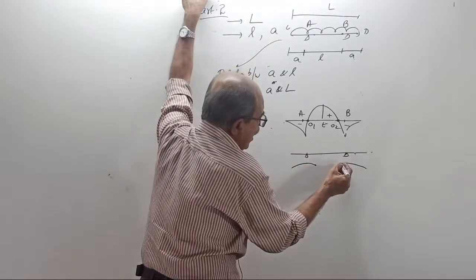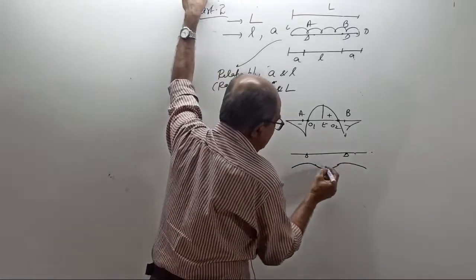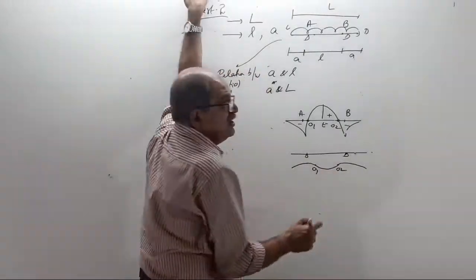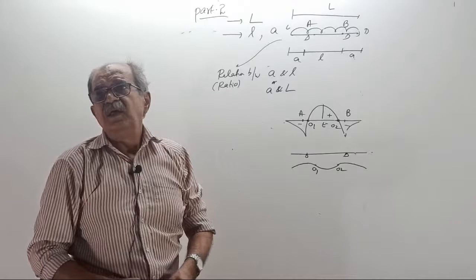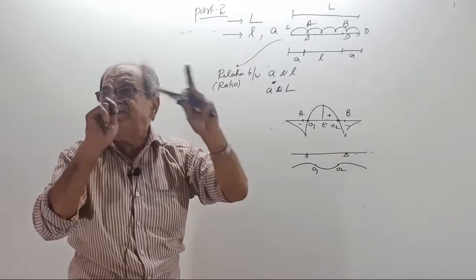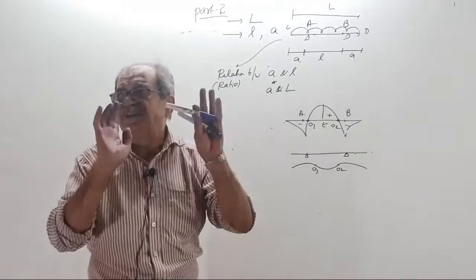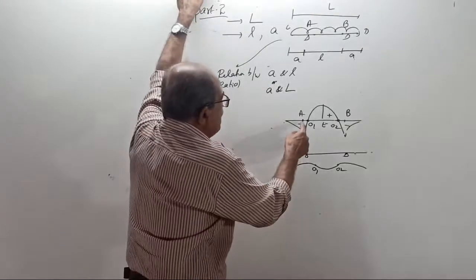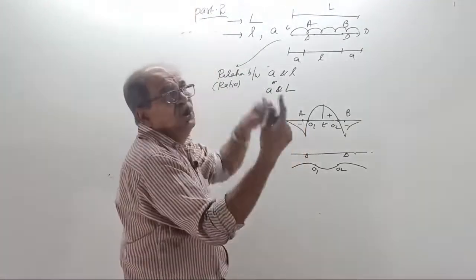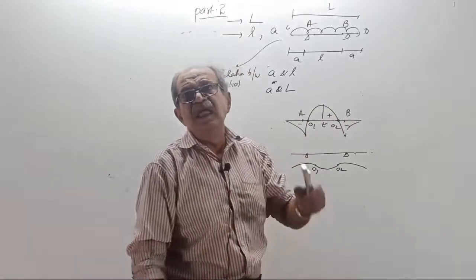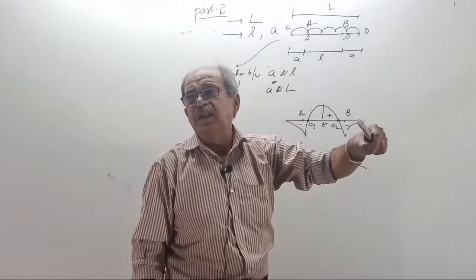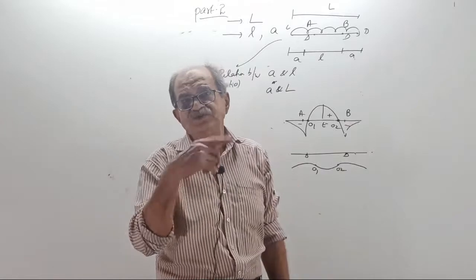Hog, still hog, stop. Then sag. So A to B, full length between supports, cannot sag. Why? When the BM is hogging here, it will continue for some more length till it becomes zero, the point of contraflexure. Then hogging will change over to sagging.